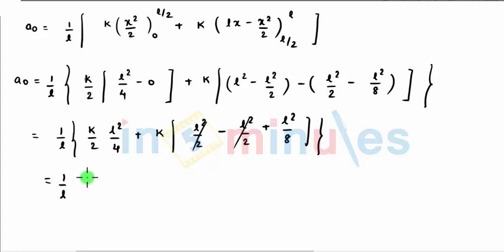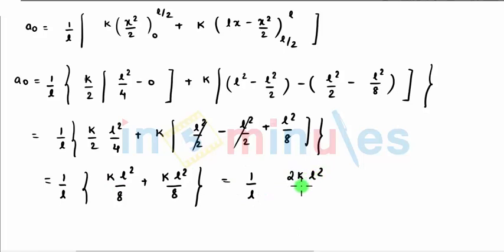We can write 1 by l, this comes as k l square divided by 8 plus k l square divided by 8. So this comes to be 1 by l, 2k l square divided by 8. This l and this l get cancelled, 2 by 8 becomes 4, and this becomes kl divided by 4. So that is a0. Now we can find an also.